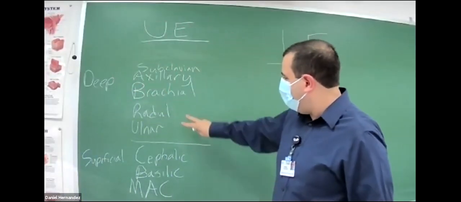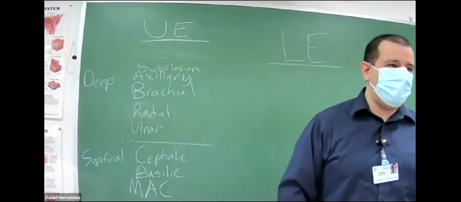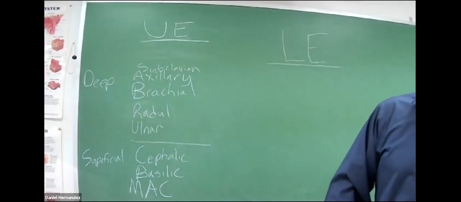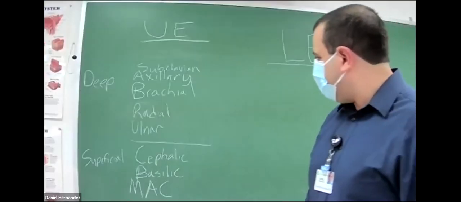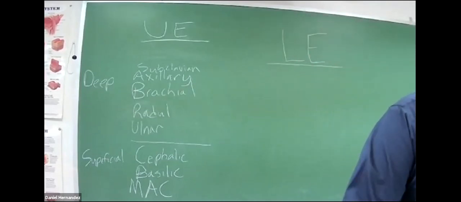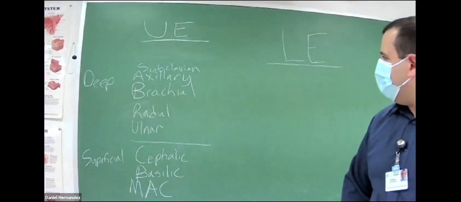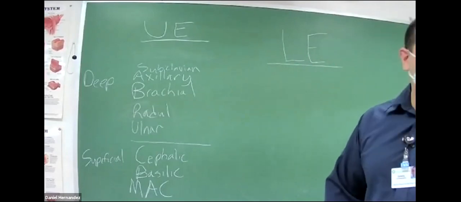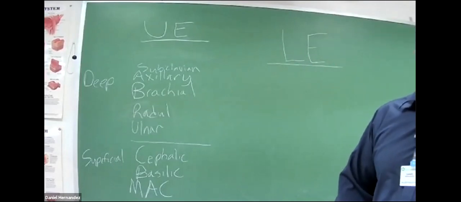Can anyone tell me where the radial and ulnar are located in the arm? The radial on the side of the thumb and the ulnar on the inner part of the arm. Perfect, very good. And they're both in the forearm, so below the elbow. What else are we missing? The innominate vein. Innominate, good. There we go.